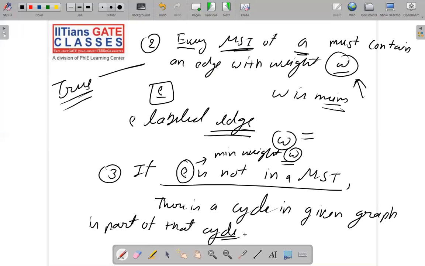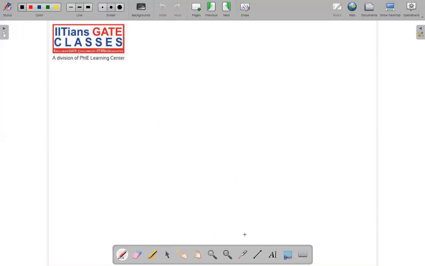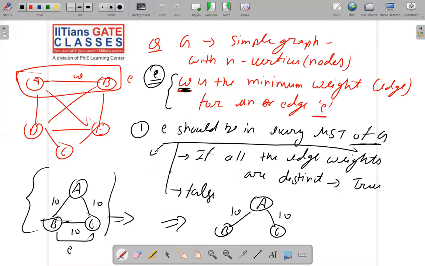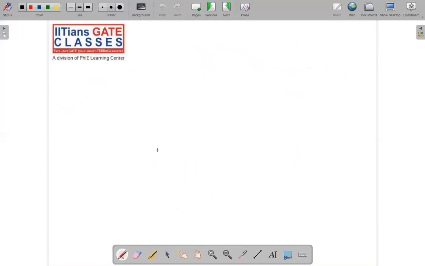So these are very important statements for our lecture on minimum spanning tree. Let's move on to the next topic. If you don't understand, try to look up more examples of minimum spanning tree. You will understand these statements. All three statements are very important for you to understand minimum spanning tree better.